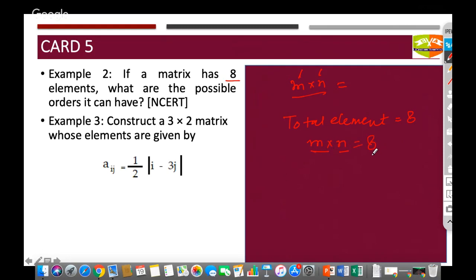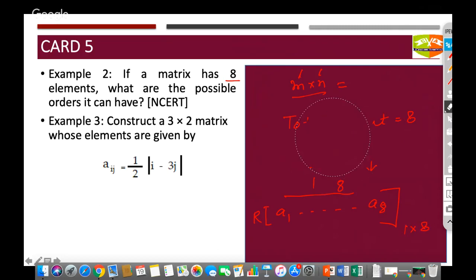So I'm breaking 8 into two parts, that is, two numbers whose multiplication gives 8. What we can do over here is write that m I can take as 1 and n I can take as 8. It means that there is only one row and there are 8 columns. So you can write numbers from a1 to a8 over here, and it will be a 1 into 8 matrix.